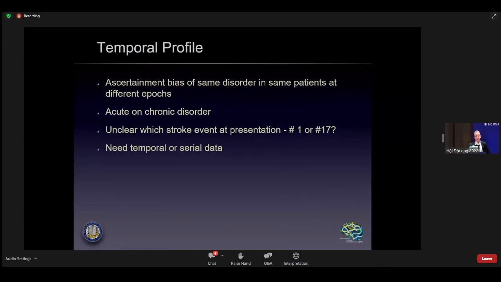But what we don't consider as well is the temporal profile. So the temporal profile, or the time changes, are important. Of course, this is an acute on chronic disorder. It presents with acute stroke, but it's an underlying or chronic disorder. We also don't know which stroke it is.